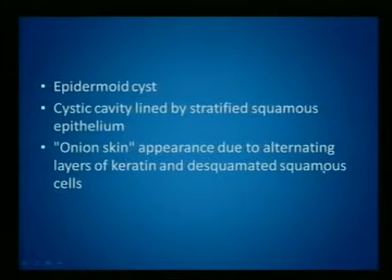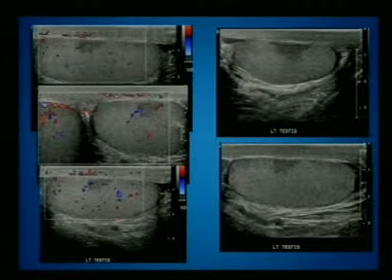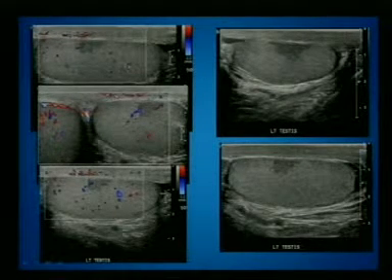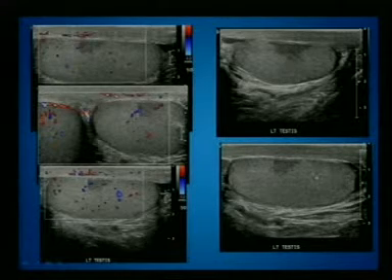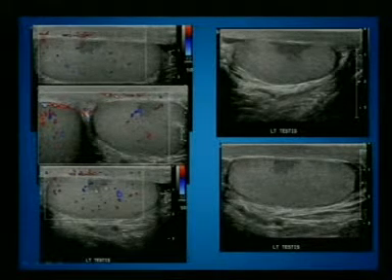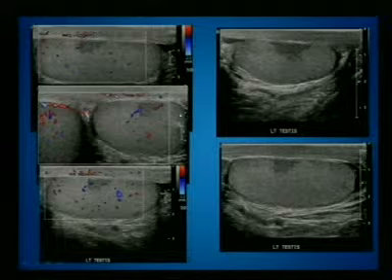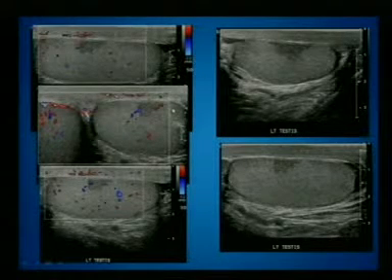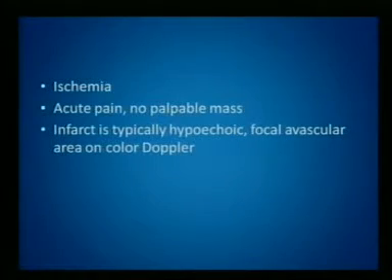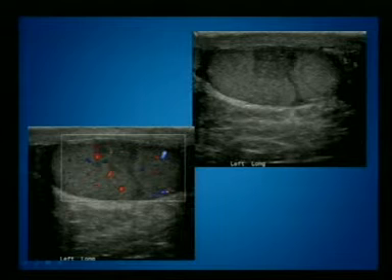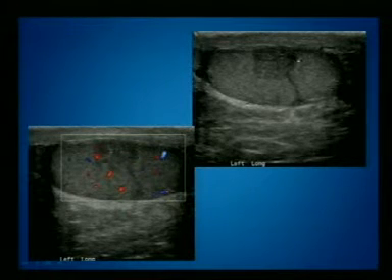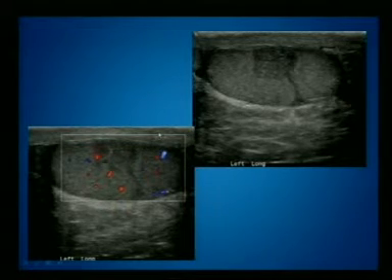This patient, 40 years old, with acute testicular pain. You see a hypoechoic wedge-shaped mass in the mid portion of the testis with lack of vascularity, and at histopathology it is segmental infarction. Another patient with segmental infarction, also you have a hypoechoic mass with no vascularity.